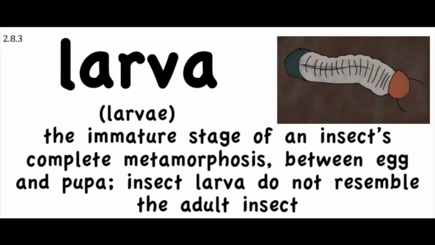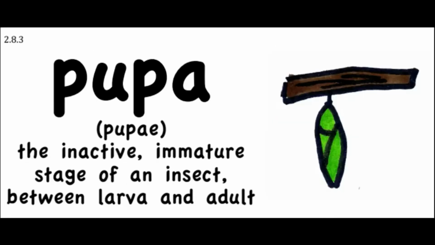Larva. Larva is the immature stage of an insect's complete metamorphosis between egg and pupa, not resembling the adult insect. Pupa, the inactive, immature stage of an insect between larva and adult.